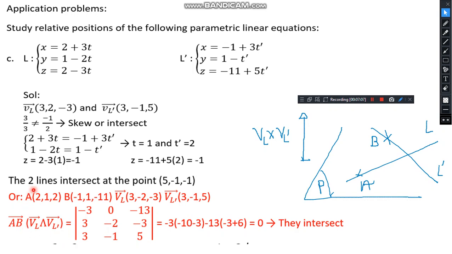Here we pick point A, which is (2, 1, 2), and point B on the other line, (-1, 1, -11). V of L is (3, -2, -3). V of L prime is (3, -1, 5). We do AB dot VL cross VL prime. As you can see, it's equal to 0, so they intersect in a point. If you want to find the point of intersection, we need to use the method we did above. You equate, you find t and t prime, and you replace to get the common point.